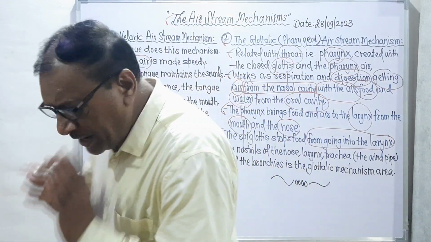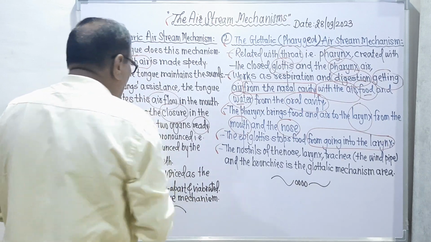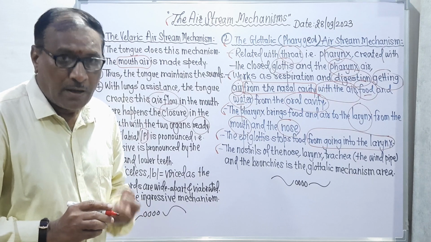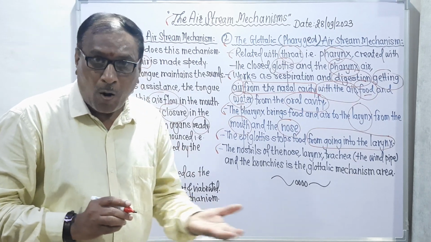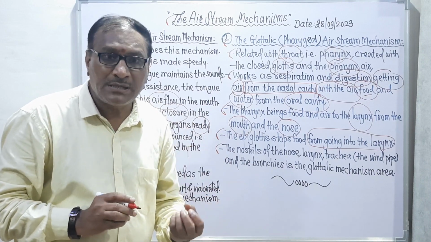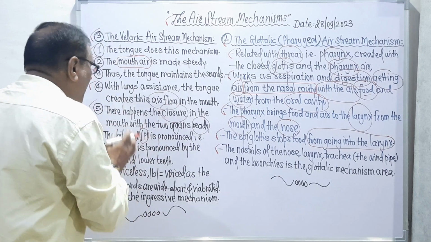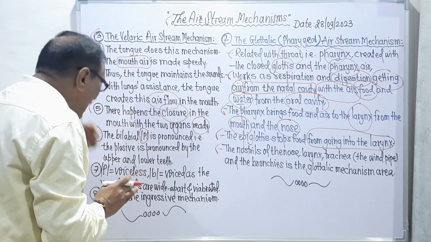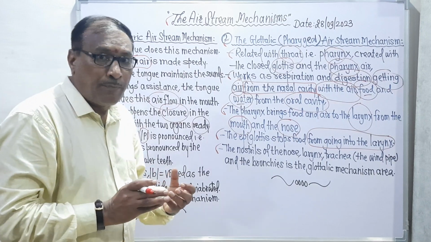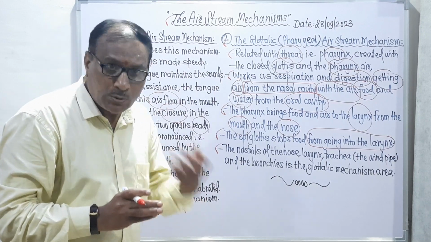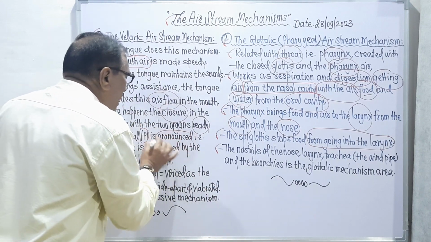So the point is that the bilabial P, this is P. P means parrot. P means papa. All these words. P means pillow, like this. So P is the bilabial P, that is plosive. So the bilabial P is pronounced.